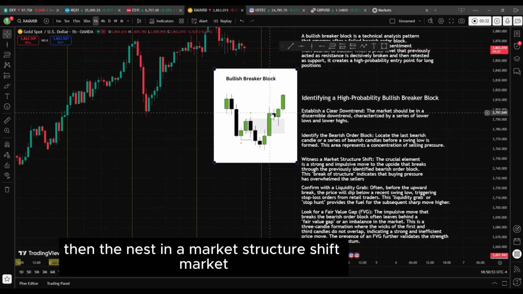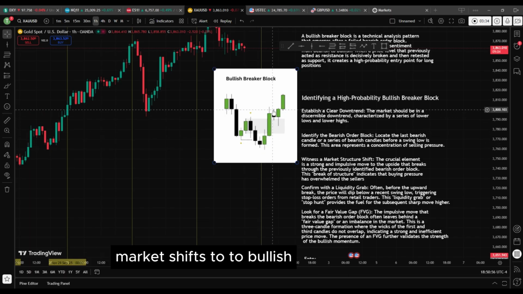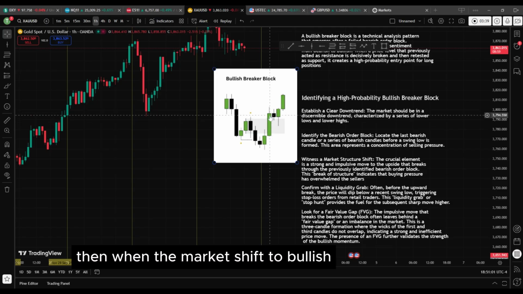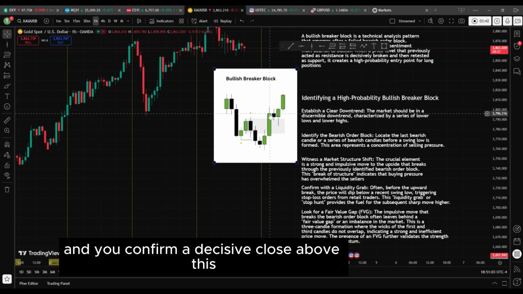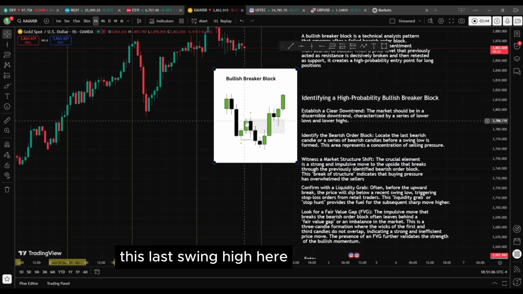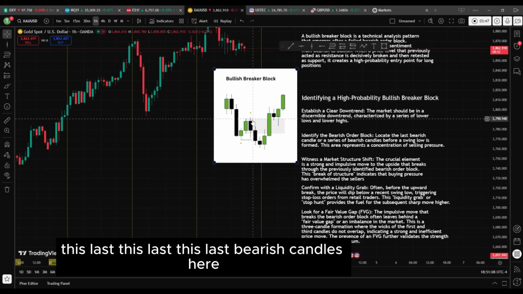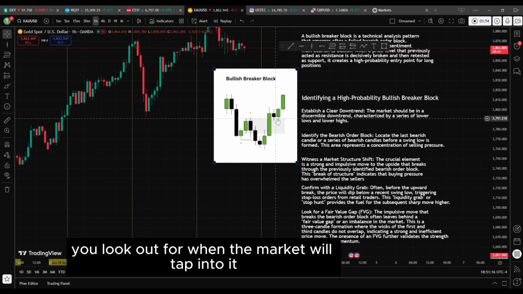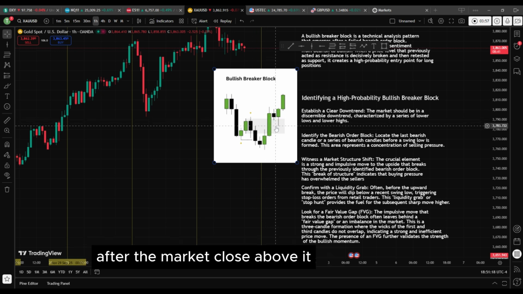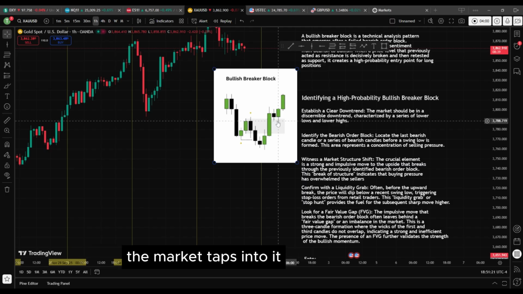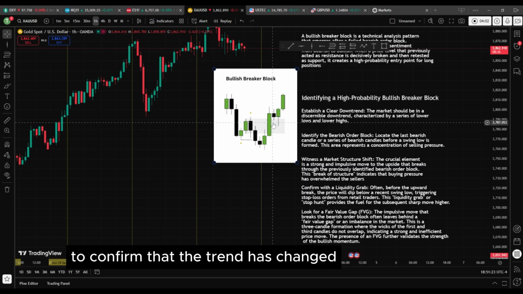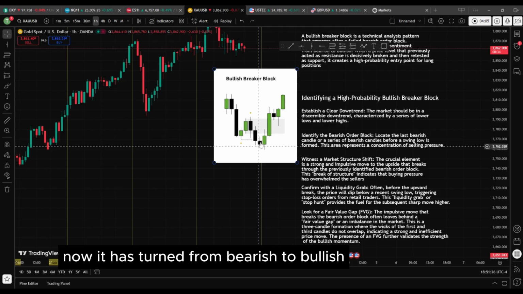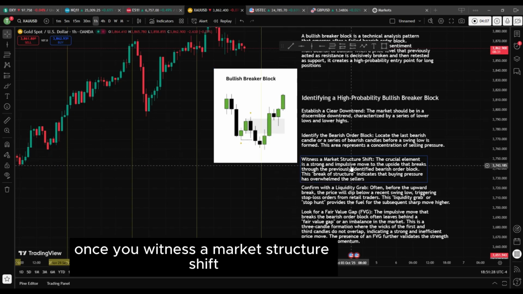Then next is the market structure shift. The market shifts to bullish. Once the market shifts to bullish and confirms a decisive close above this last swing high, this last bearish order block, these bearish candles here, look out for when the market will tap into it after closing above them. After the market closes above it, the market taps into it to confirm that the trend has changed. Now it has turned from bearish to bullish.